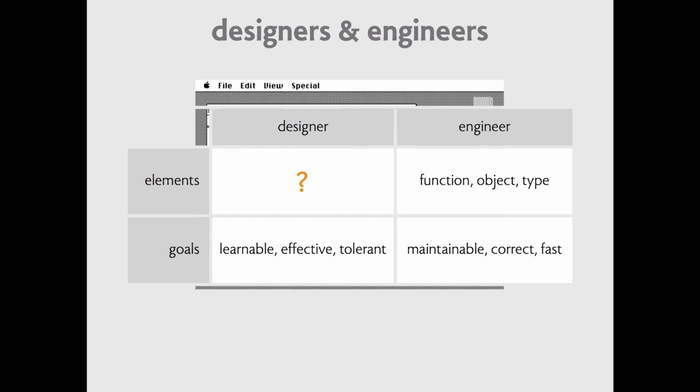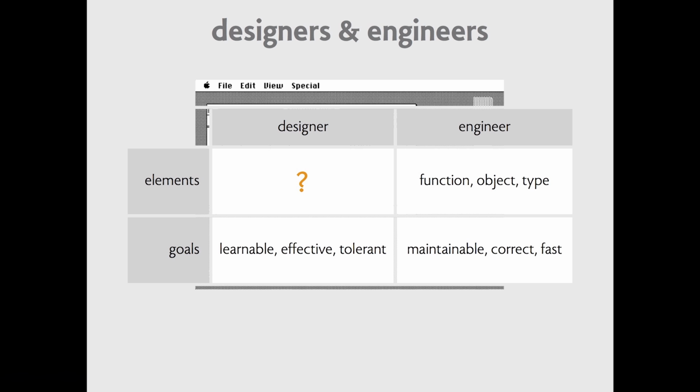So let's move to software. So what's the equivalent kind of distinction for a piece of software? So I would argue that for an engineer, the elements are the things we build programs out of: functions, closures, objects, types, modules, and so on. And there's been an enormous amount of work on what this collection of things looks like. And obviously, the concerns of the engineer are that this system should be maintainable, it should be correct, and it should be fast. The designer, on the other hand, is concerned primarily with the things directly experienced by the user.